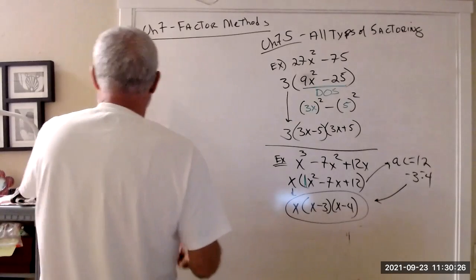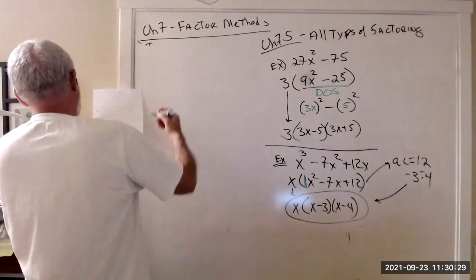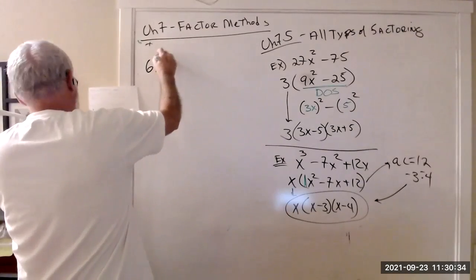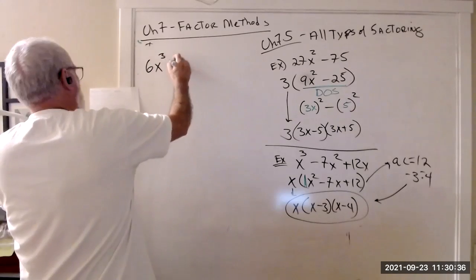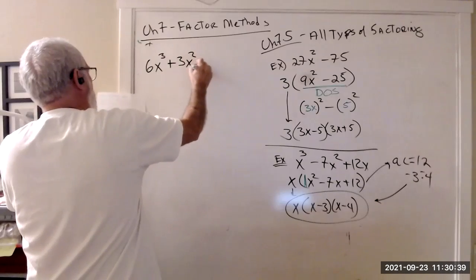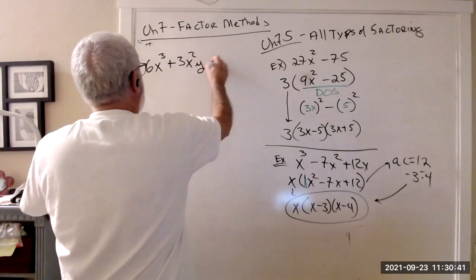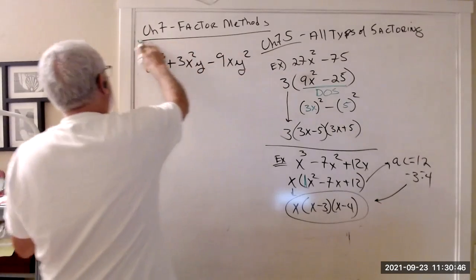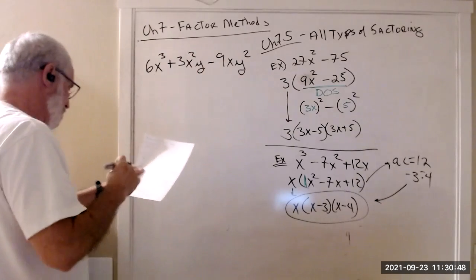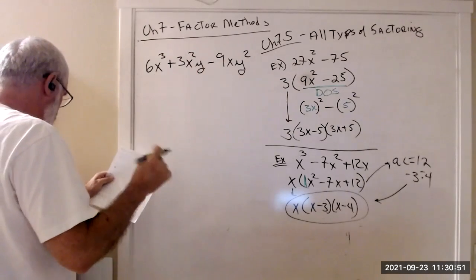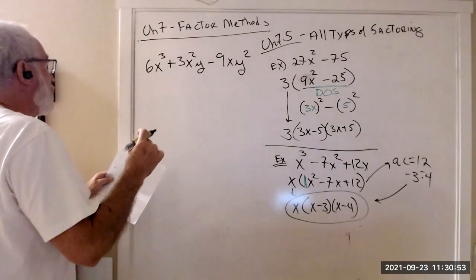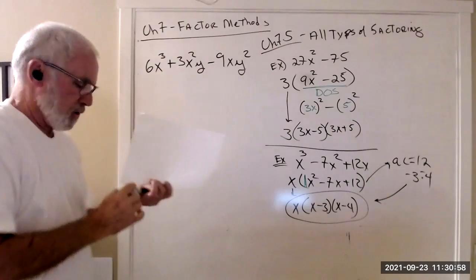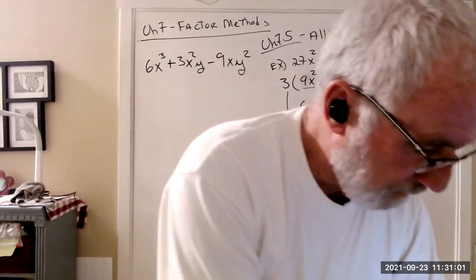Okay, so let's see. 6x cubed plus 3x squared y minus 9x y squared. 3x. Yeah, that's good. I'll pause while you guys work on that.